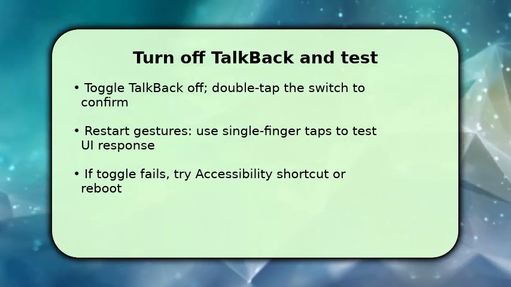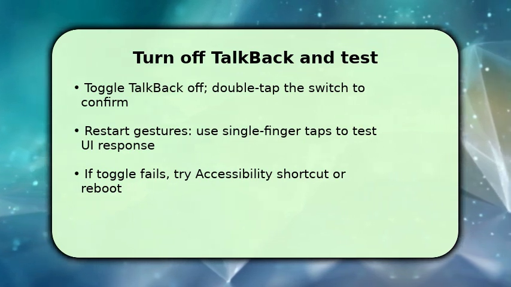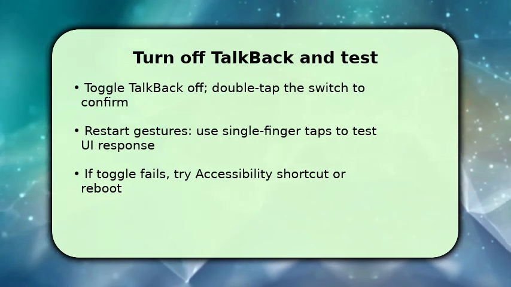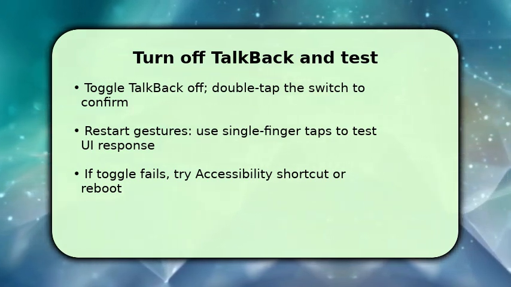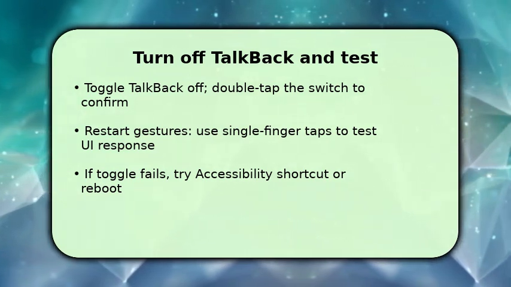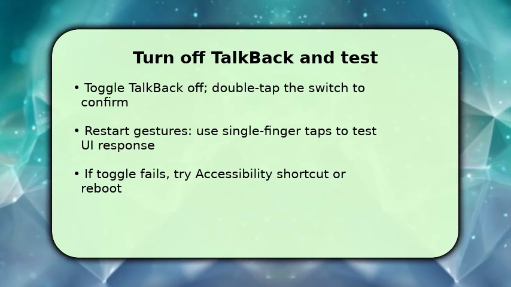If the toggle is unresponsive, use the accessibility shortcut. Press both volume keys for 3 seconds if enabled, or power cycle the phone and try again. If problems persist, check accessibility shortcuts and update ColorOS in settings to fix possible bugs.